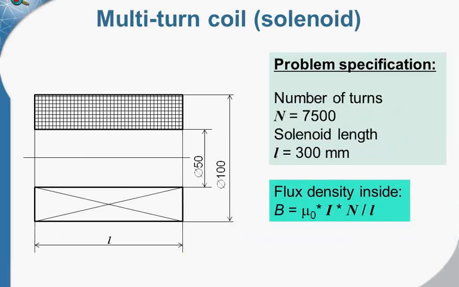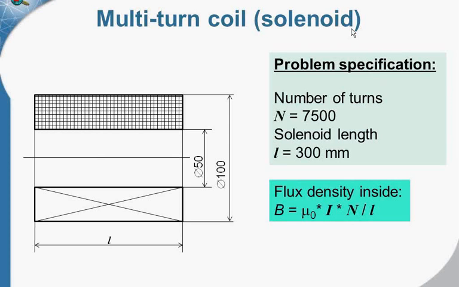You can see the coil dimensions on the screen. The coil length is 300 millimeters. The internal diameter is 50 millimeters and the external diameter is 100 millimeters. There is no core inside the coil.